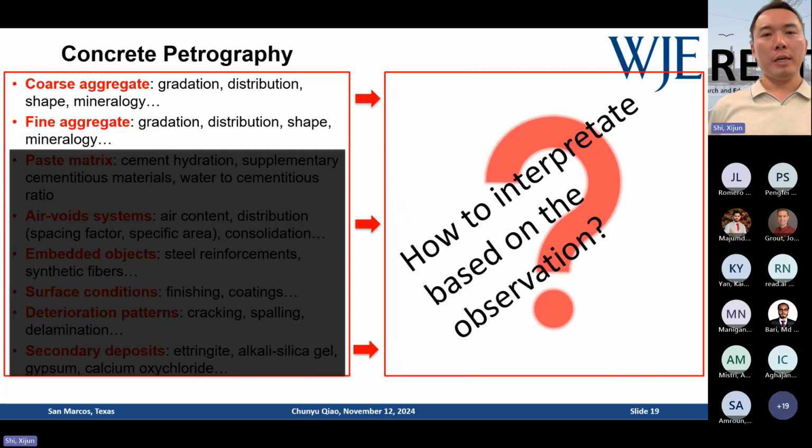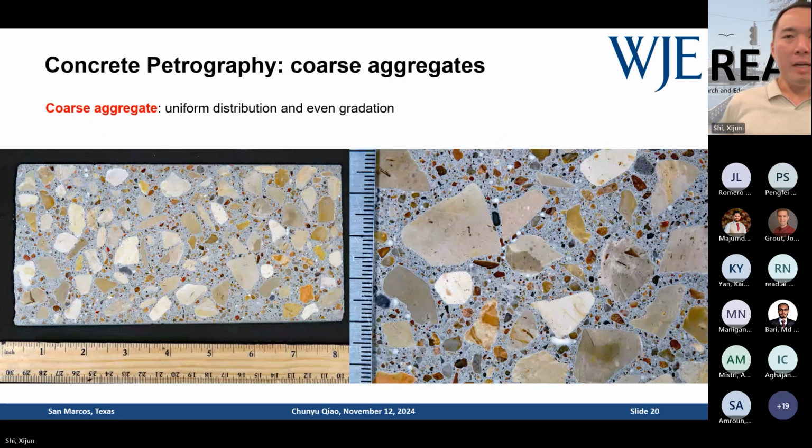So how we interpret concrete, let's say. Here, I just start to show some routine, I don't want to say routine, just some basic examination we look at under microscope, from the material, how we start, how we do petrographic examination in the lab.